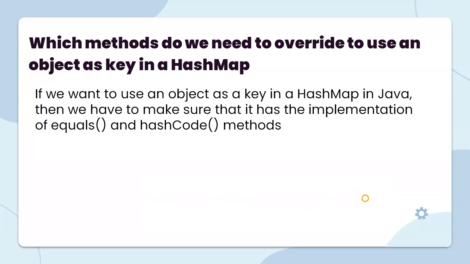If you want to use an object as a key in HashMap in Java, then we have to make sure that it has the implementation of the equals method and the hashCode method. We must have the equals method and the hashCode method. Then you can.